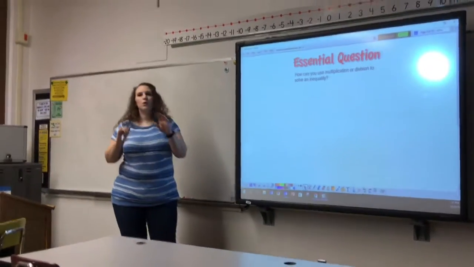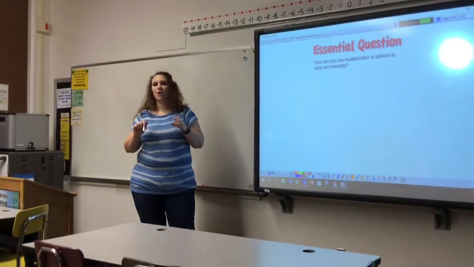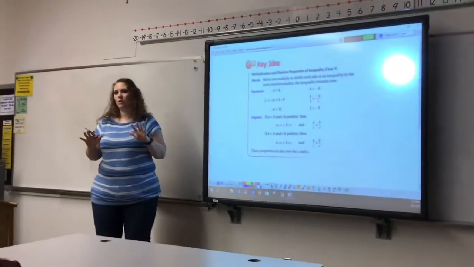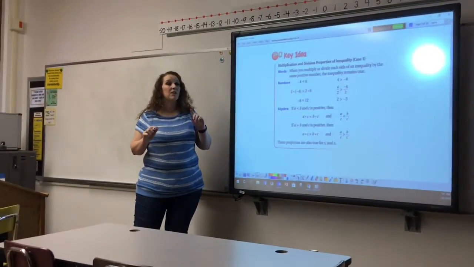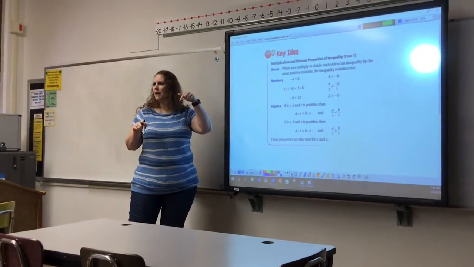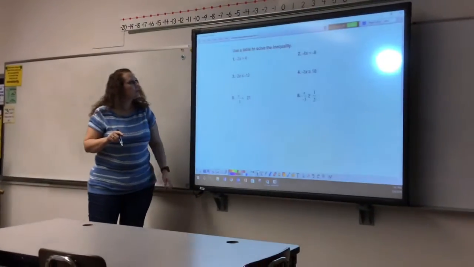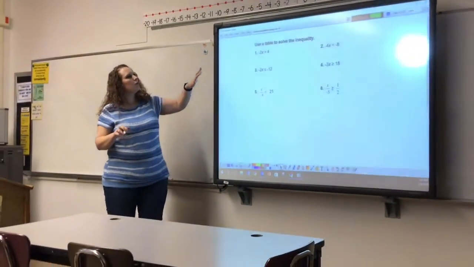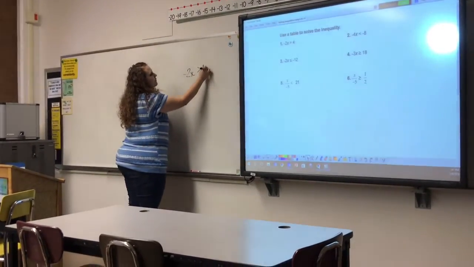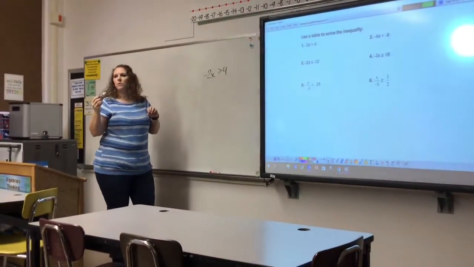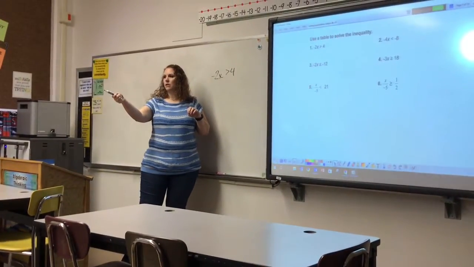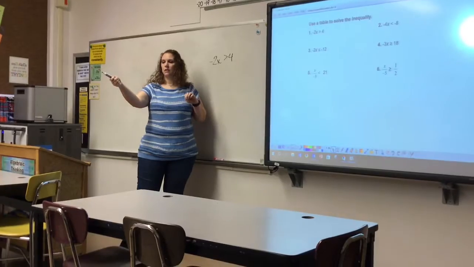Okay, we are going to use multiplication and division to solve inequalities. It's really similar to solving equations. It's almost exact. There's one major difference that we talked about on a snow day. So when you've got your inequality, this says -2x is greater than 4. What was the big difference that we talked about on Monday? If you multiply or divide by a negative number, you flip the inequality.